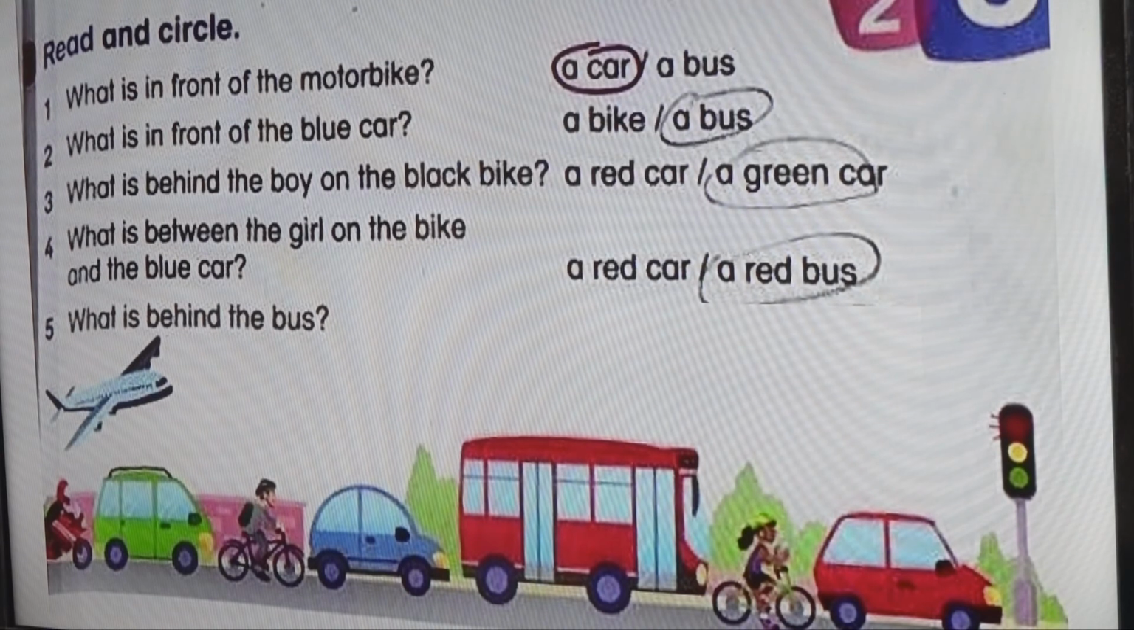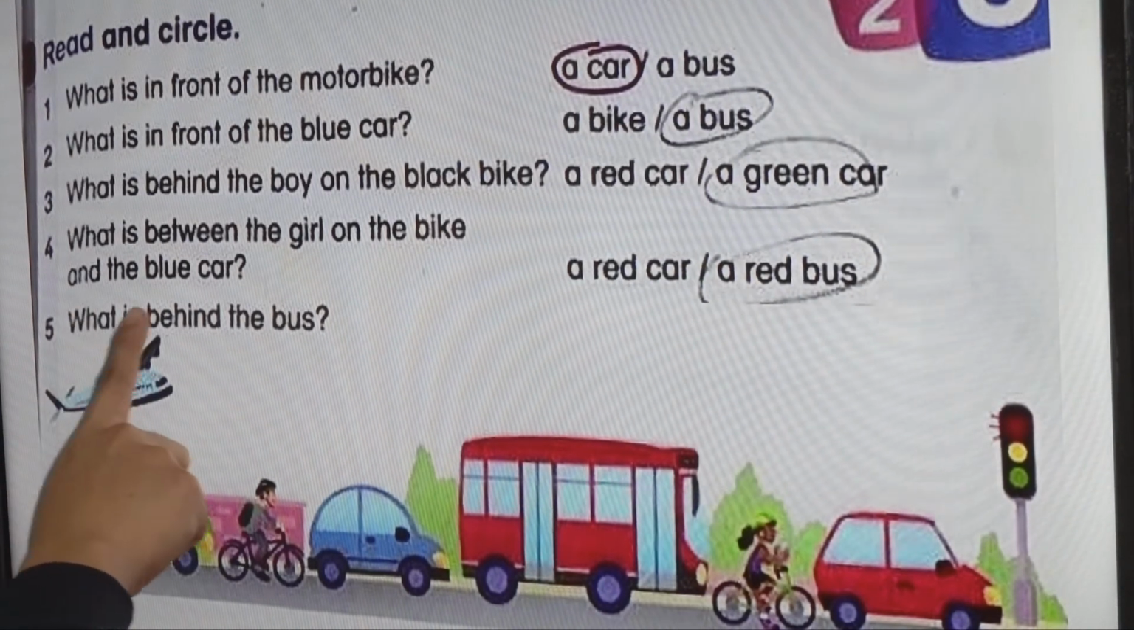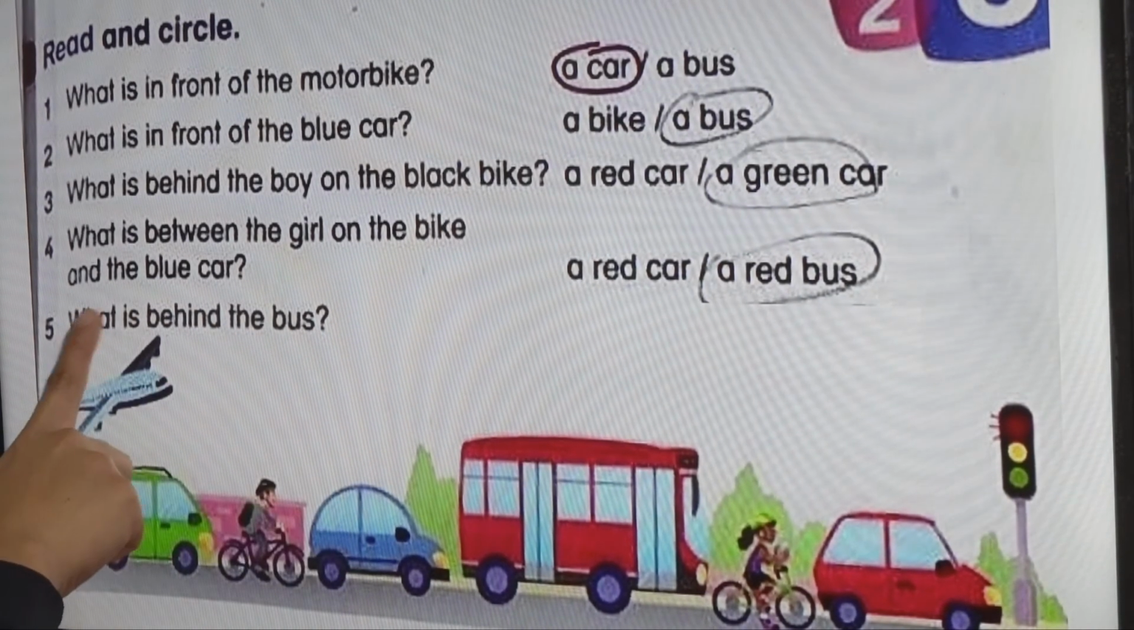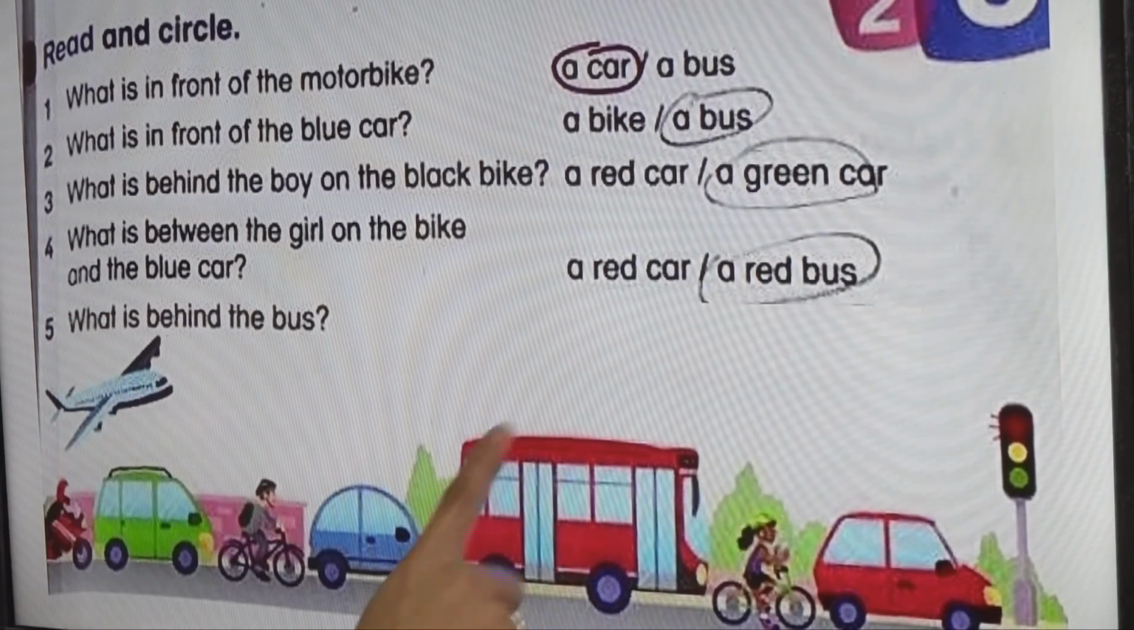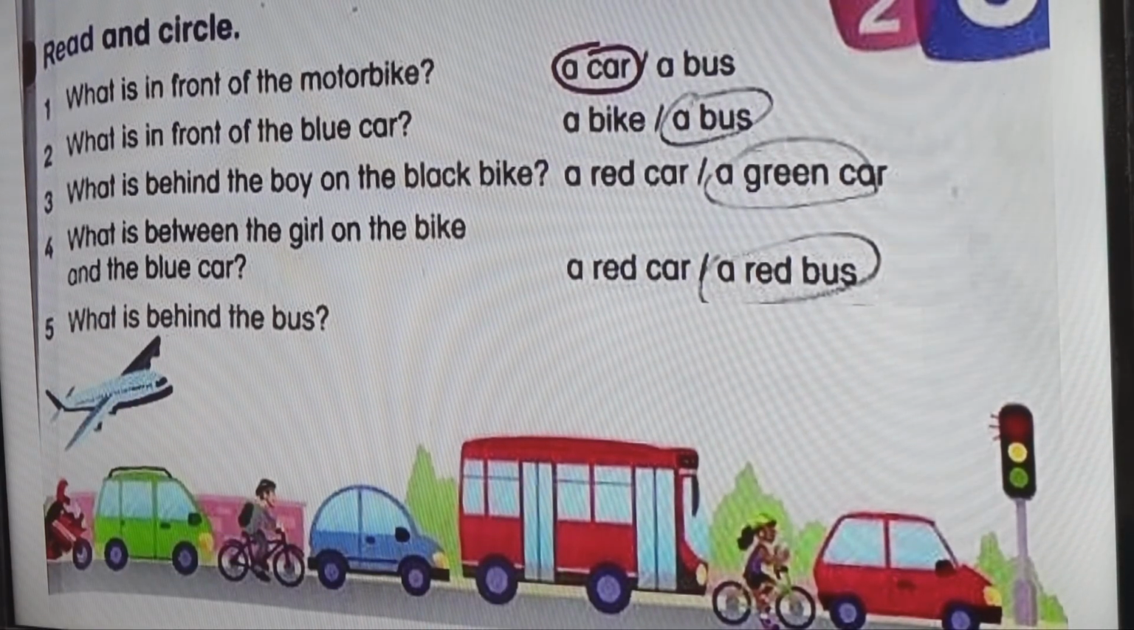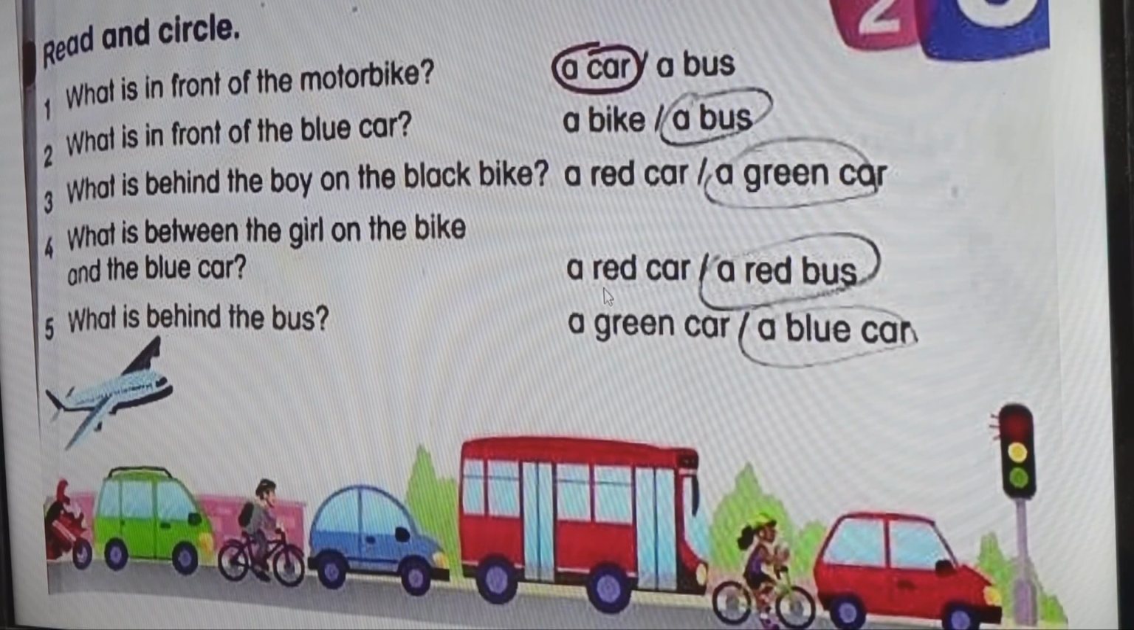Now, can you do the last one by yourself? What is behind the bus? Now, this is the bus, right? So what does behind mean? In front of or at the back of? What is behind the bus? A green car or a blue car? Right, it should be a blue car. Good work, very, very good.